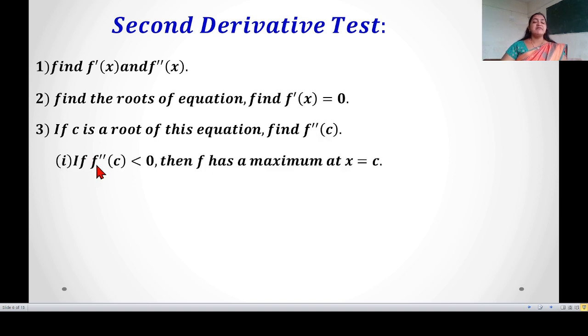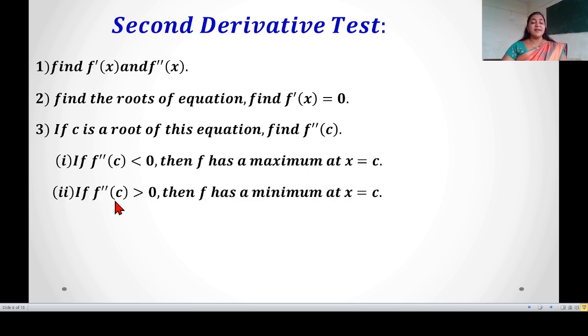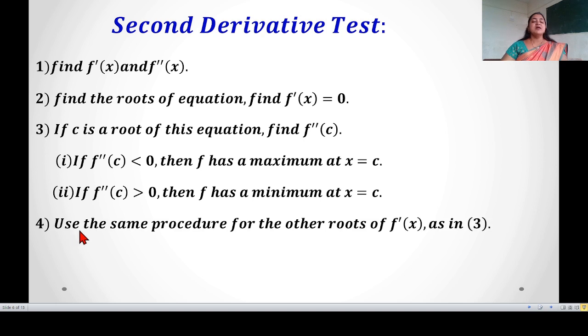Now here, if f double dash of c is less than 0, then f has a maximum at x is equal to c. Second, if f double dash of c is greater than 0, then f has a minimum at x is equal to c. Now fourth step, use the same procedure for other roots of f dash of x as in 3. So this is the second derivative test.